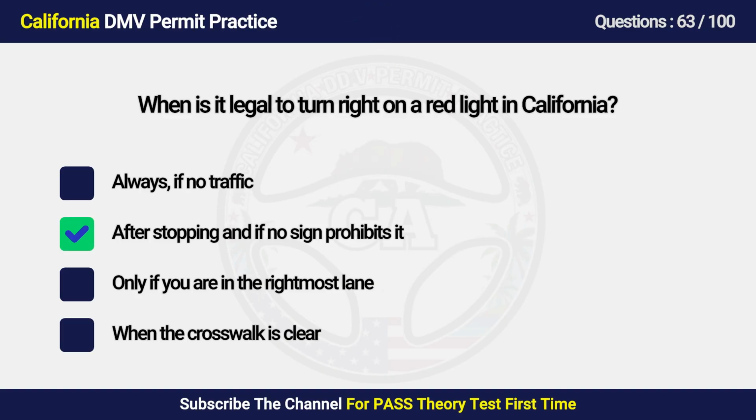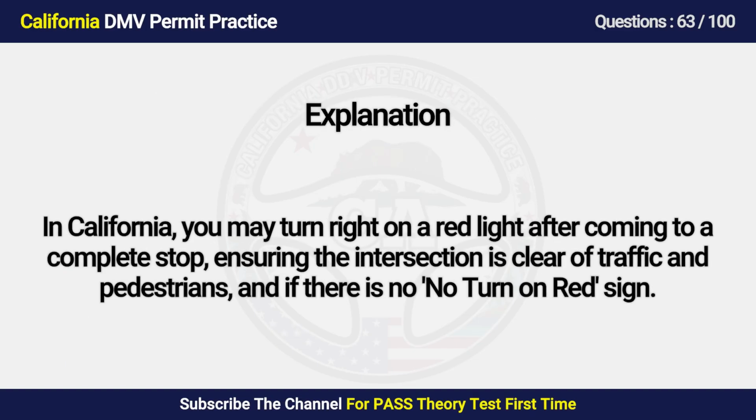Answer is B. After stopping and if no sign prohibits it. In California, you may turn right on a red light after coming to a complete stop, ensuring the intersection is clear of traffic and pedestrians, and if there is no turn on red sign.